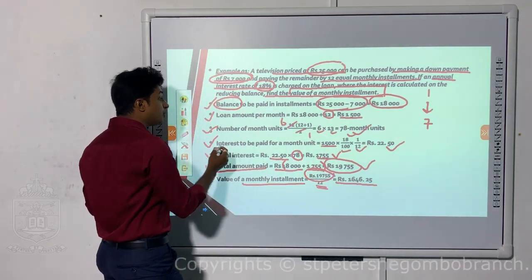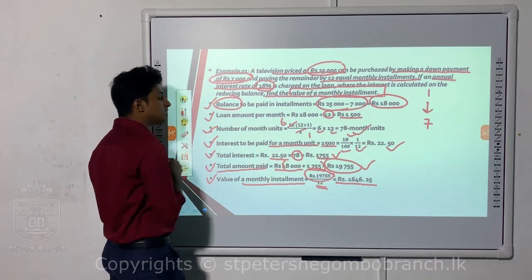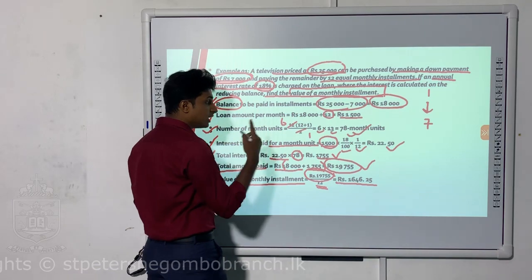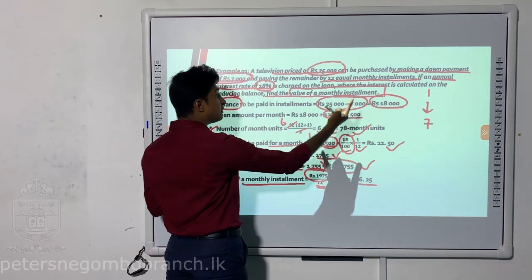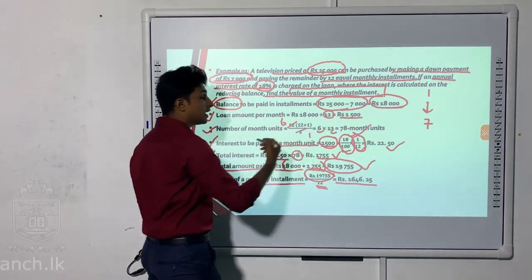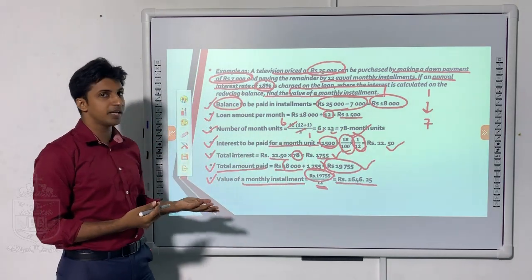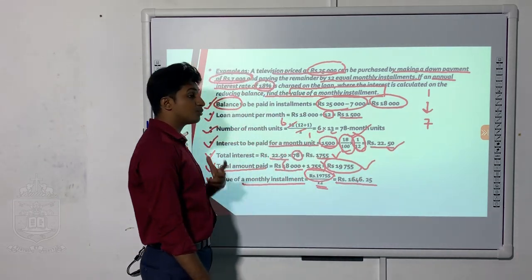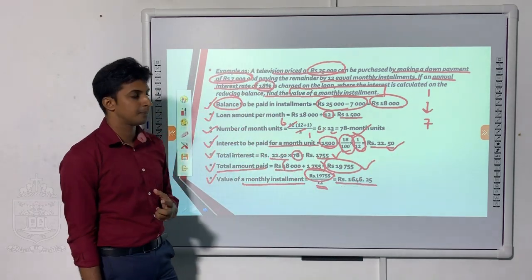Then I check for a month unit how much interest I have to pay. For that I have to take the loan amount per month into the interest they have given. The interest rate is given annually, so I have to multiply this again by 1 over 12. That means I have to divide by 12. Then I will get the value as rupees 22.50, that is rupees 22 and 50 cents.